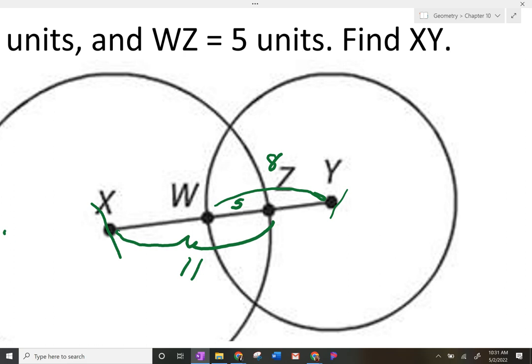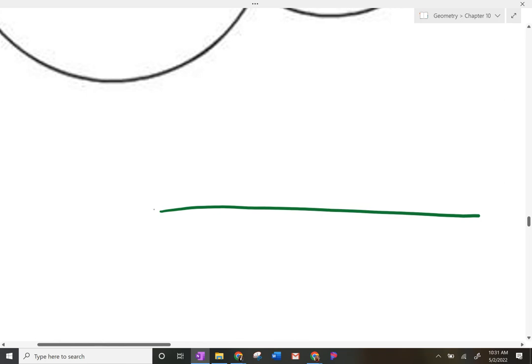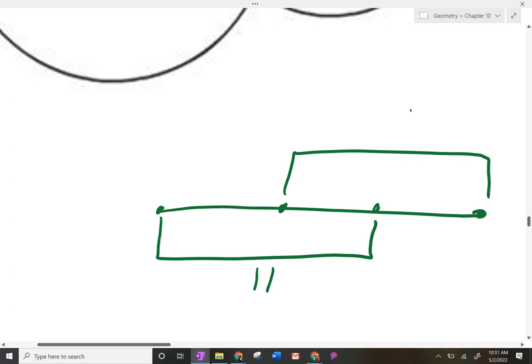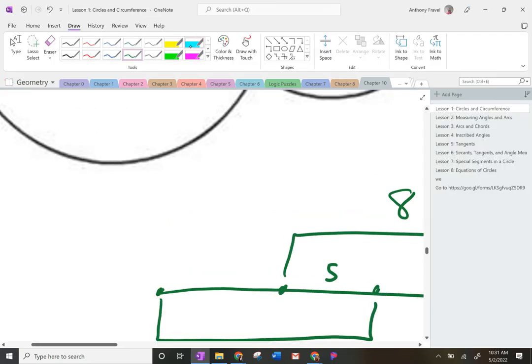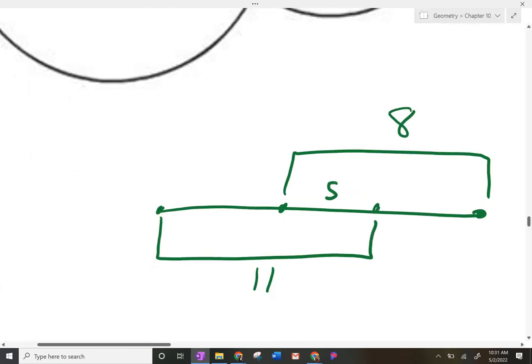So, not quite. I'm going to jump back a couple lessons, without the circles, without trying to confuse you as much. So I've got this thing here. This distance here is 11. This distance here is 8. This one is 5. Okay? So I'm going to pull out my highlighters here because I do love me some highlighters. That means this entire distance, this whole entire thing here, is going to be 8.